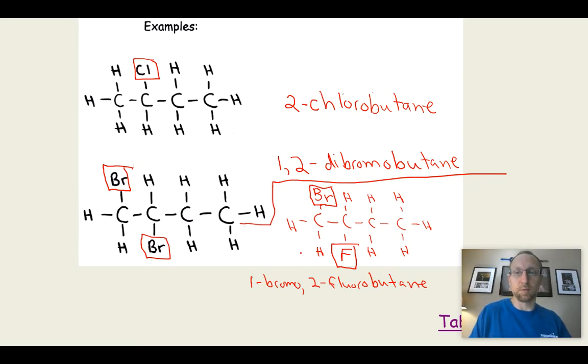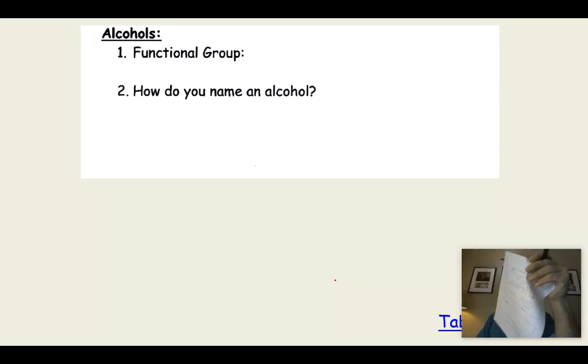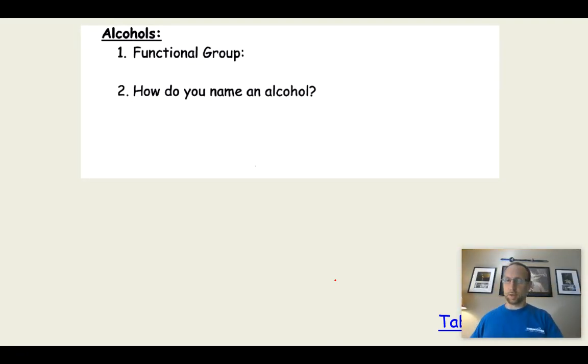So now let's move our way down and go to the alcohols. So the alcohols, what's our functional group? Oh, sorry. So our functional group is just an OH. So we call this OH a hydroxyl group. So hydro and oxy. It's got hydrogen and oxygen in it, right?